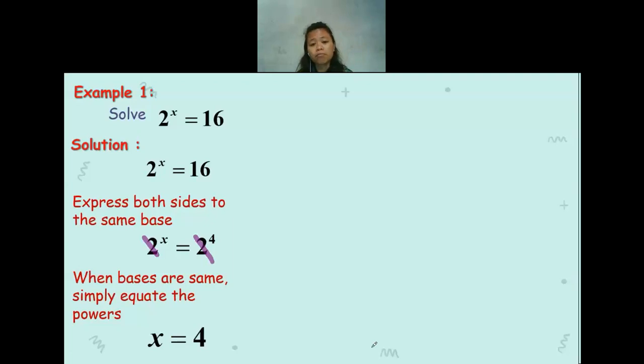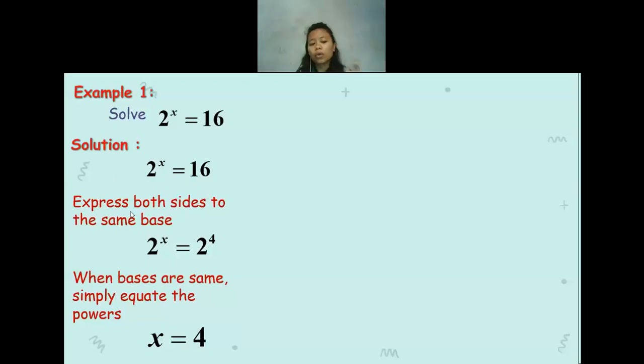Is there anyone having any question, or confused so far, before I move to another example? Teacher, so far in this question, when we make 16 into a power with the same base, then at the end we need to find the x.